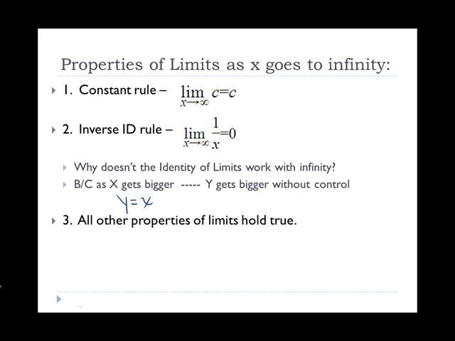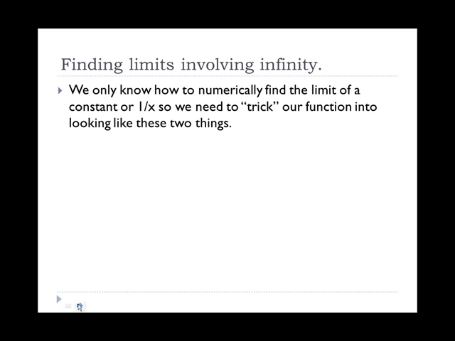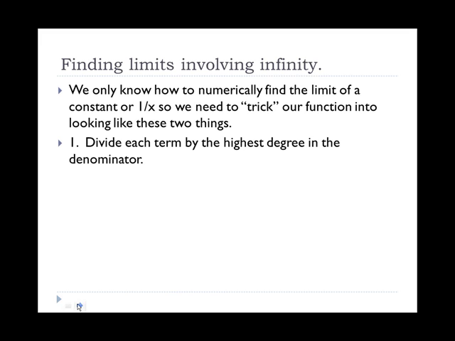So here's our thing. The only things we can find limits of as we go to infinity are the constant function and 1 over x. So every one that we want to do, we have to trick the function into looking like one of those. Okay, so we either need to trick it by looking like a constant or by looking like 1 over x. And to do that, we divide each term by the highest degree in the denominator. And then we simplify it and we take the limit of each piece. So let's give that a shot.